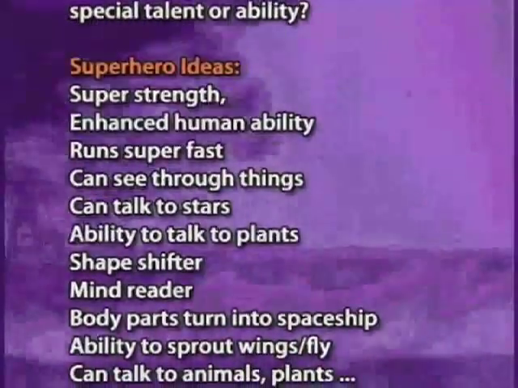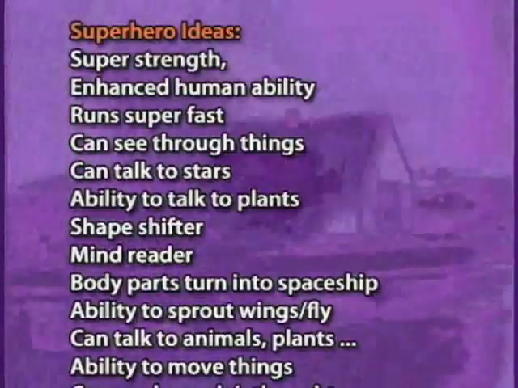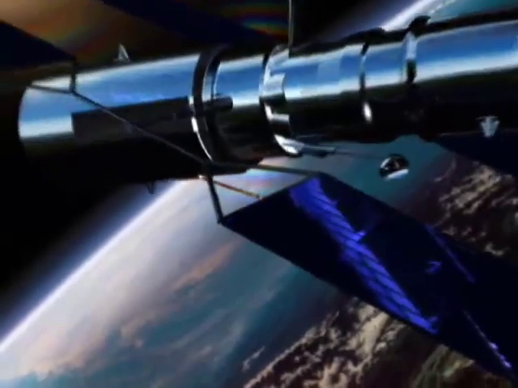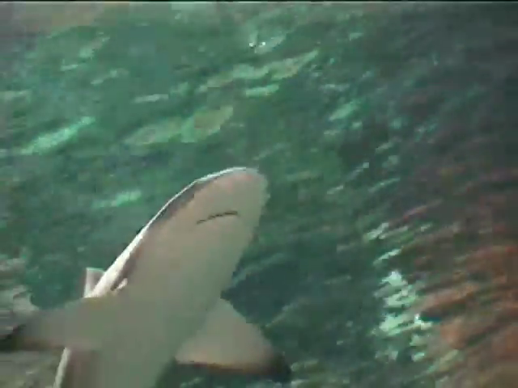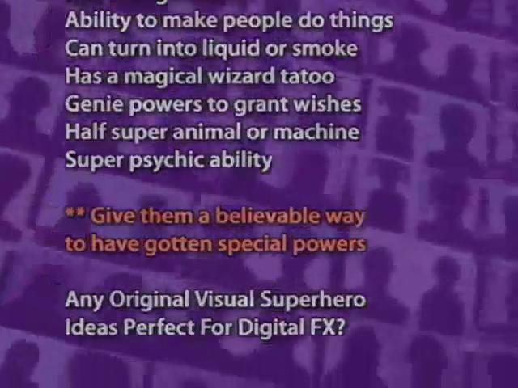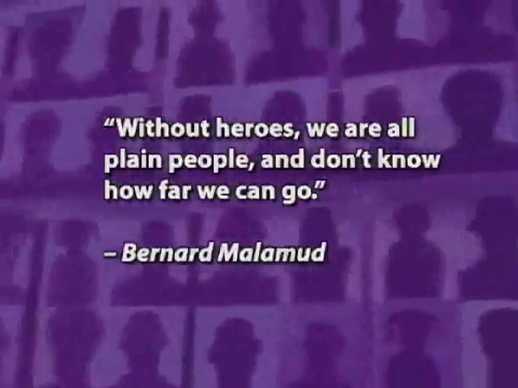So this is already a human ability that is taken to an extreme. Or you could create a whole new one, but it seems to work better if it's something you can grab onto. Or they have body parts that can turn into spaceships, so that's great if you know 3D animation. But you can do it with 2D animation too, where you have little spaceship parts come out, especially with photo collage techniques. You must also balance all superhero qualities with equal vulnerabilities, such as what Kryptonite does to Superman. What original visual superhero qualities could you create that are perfect for modern digital effects and animation? Without heroes, we are all plain people and do not know how far we can go.